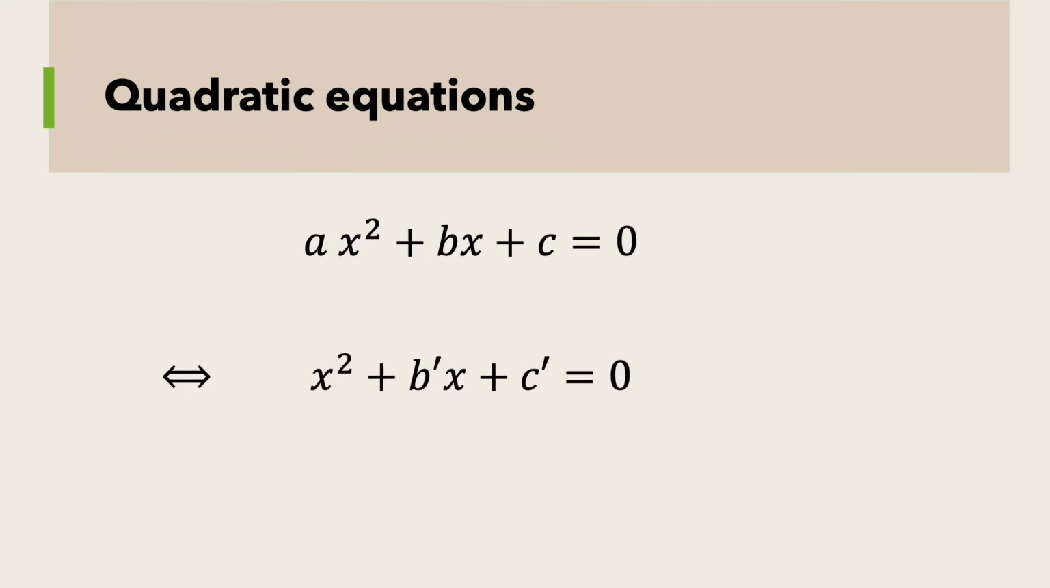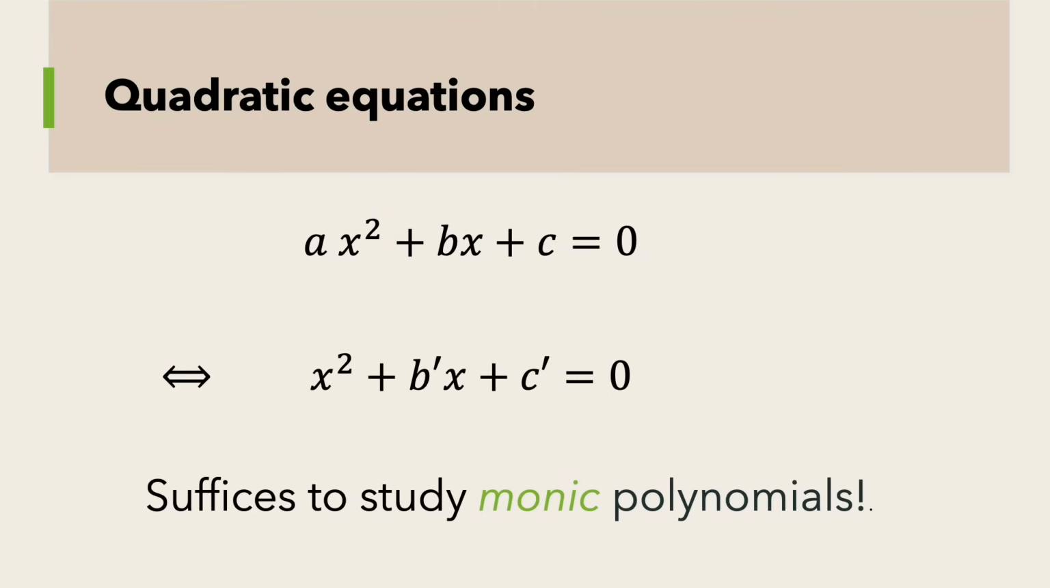And this is something called a monic polynomial. It means that instead of multiplying x squared by an arbitrary number a, I'm only going to have 1 there. And I don't write that down, because 1 times x squared is x squared.